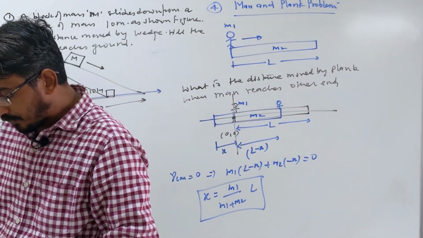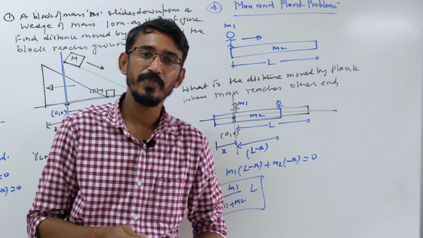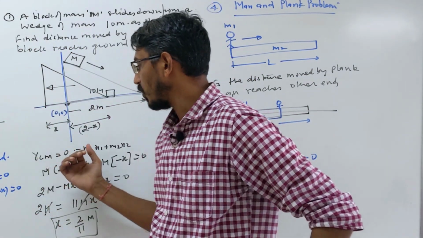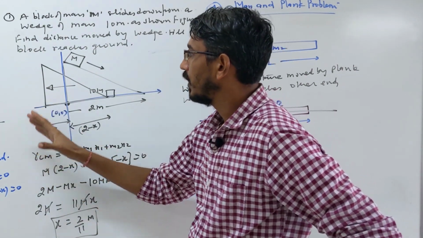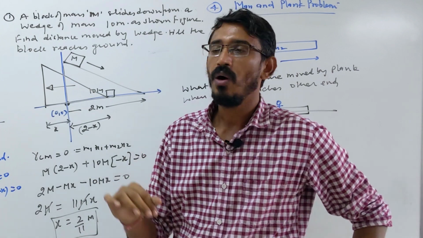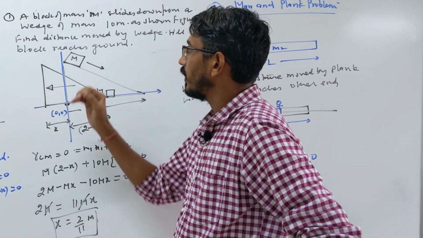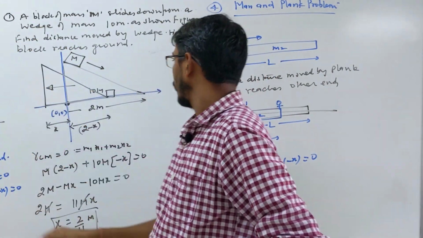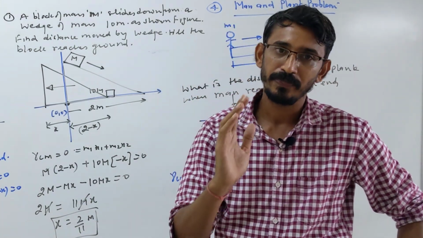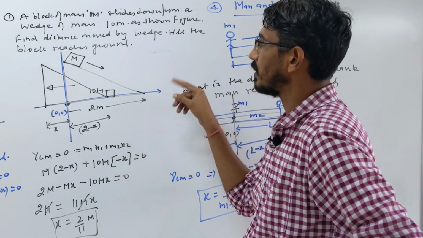In all these three or four problems, the concept is exactly the same, and the main question is the distance moved by this object. But they can ask other questions also, like what is the change in the position of the center of mass? That is directly 0. Or velocity is the question. If the velocities of the block and base, or man and plank, are given, they may ask the velocity of the center of mass. That is directly 0, because these all are one system only.